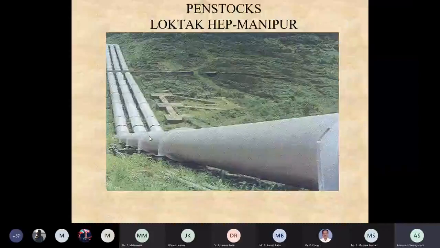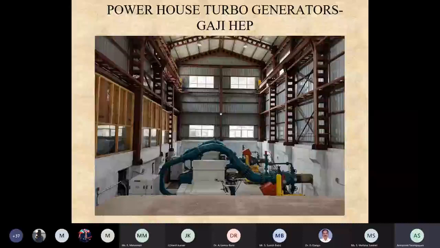And this is one of the small powerhouses. This is where the penstock comes from. You can see the MIV portion, the main inlet valve. This will be automatically opened or closed using the control. This is the control room.